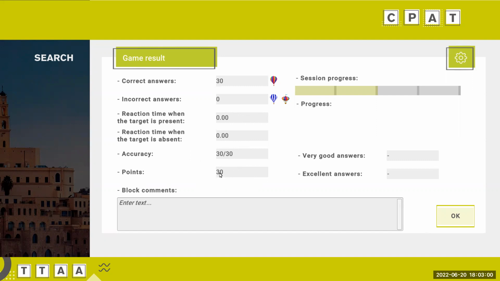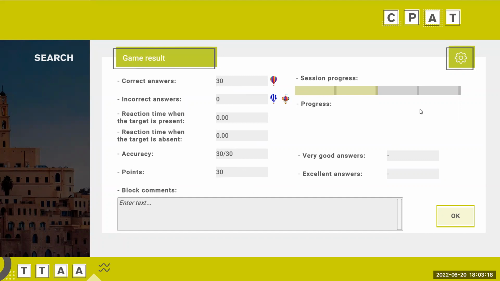And as I told you earlier, once you get to the regular blocks, that's when you can get more than just 1 point per correct response. So if you responded quickly, then you'll get more points, for instance, 1.5. So you'll get different numbers here.